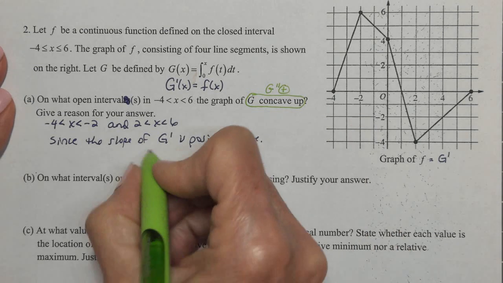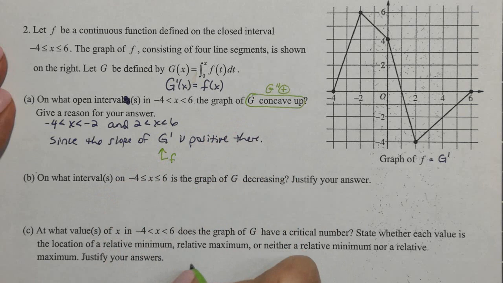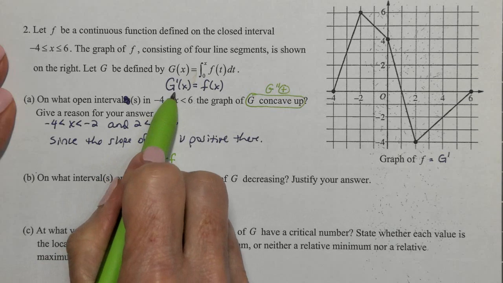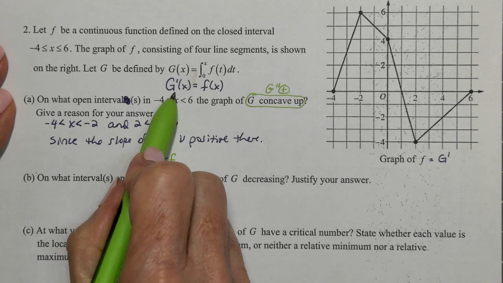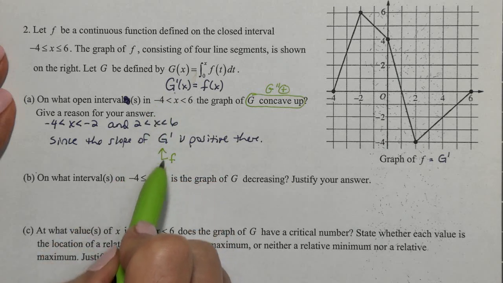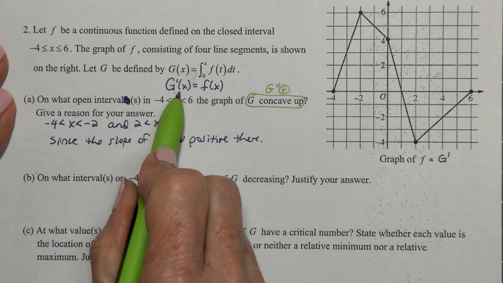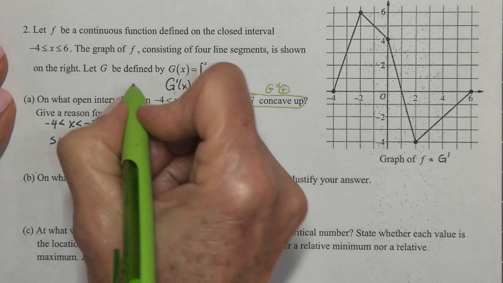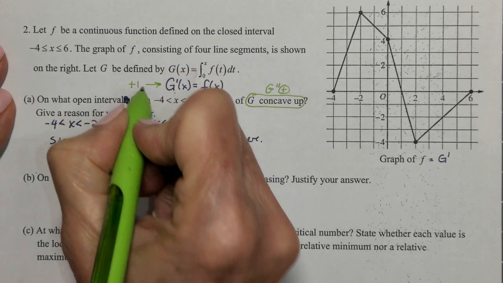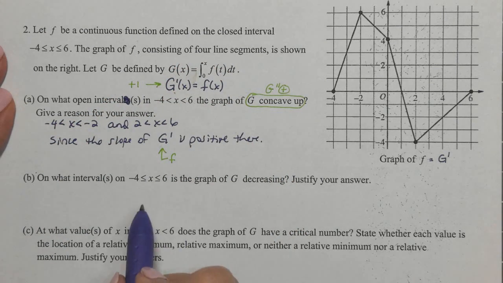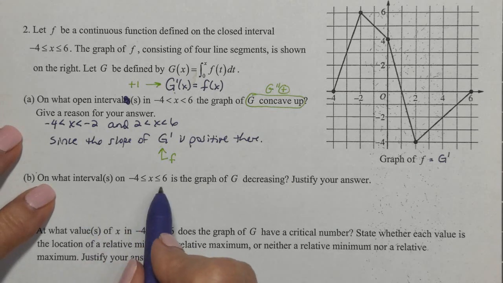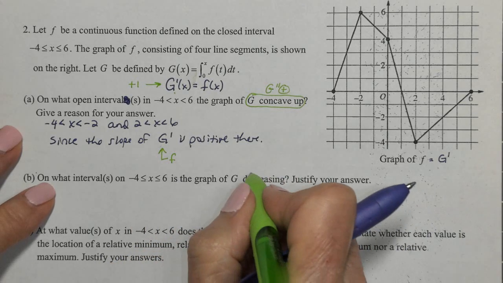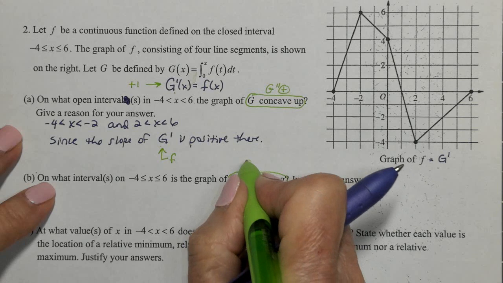We could have, if we wanted to, used f instead of g prime because f is g prime. If you use g prime, you have got to define g prime beforehand. If you use f, you really don't have to define it. But it's nice to define it anyway. Sometimes that is awarded a point on the AP exam. All right, on what intervals in -4 to 6 is the graph of g decreasing? Well, g is decreasing when g prime is negative.